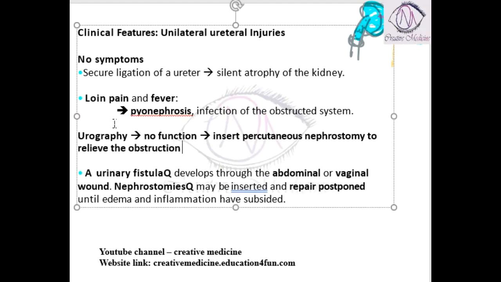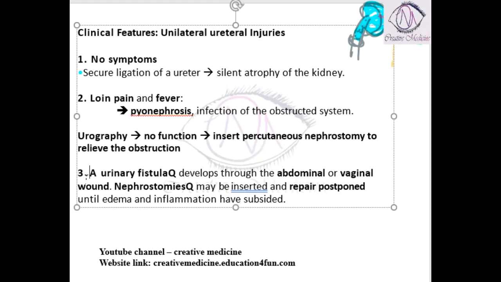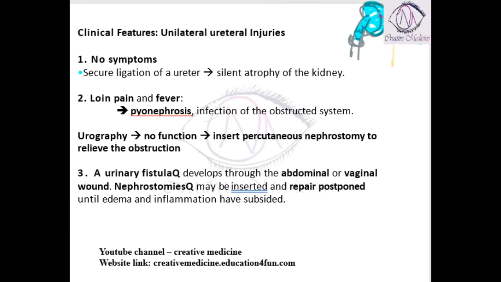Then this is the second thing. One, there can be no symptoms. Second, loin pain can be there. Then the third category is that there has been a ureteric injury and over time there is fistula development. That means this is the ureter and there has been injury here, so there is extravasation of urine, all this is happening, and slowly there is fistula development.